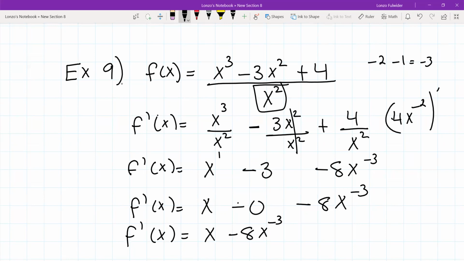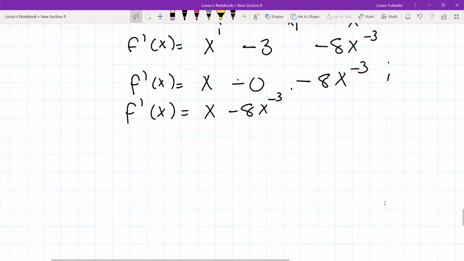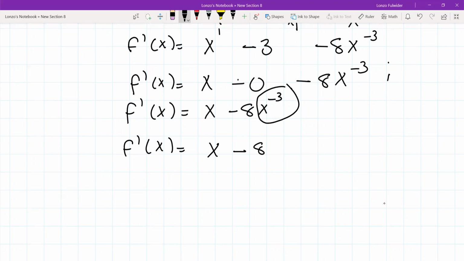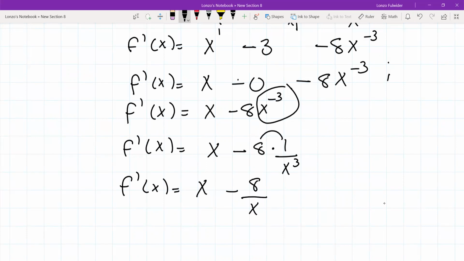Now, what if you want to use only positive powers? How would you write this with a positive power? You can write it as f prime of x equals x minus 8, and then x to the -3 using only positive would be 1 over x to the third. So you could rewrite your final answer as x minus 8 times 1 over x to the third, which is 8 over x to the third. Either answer would work.